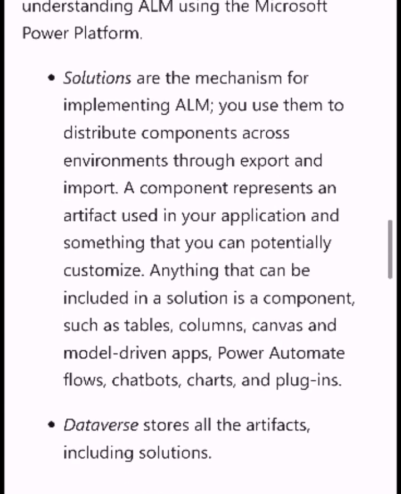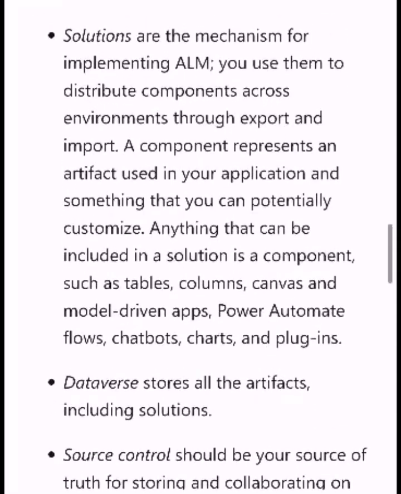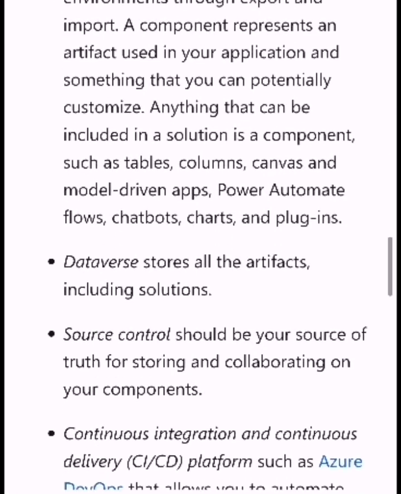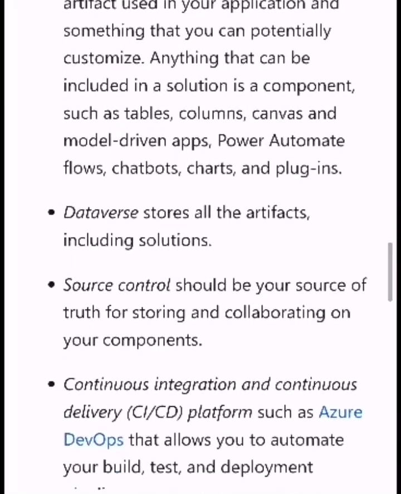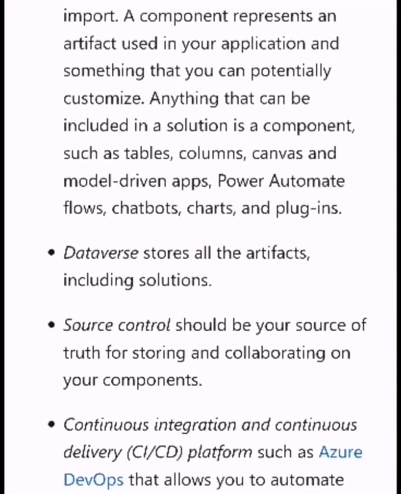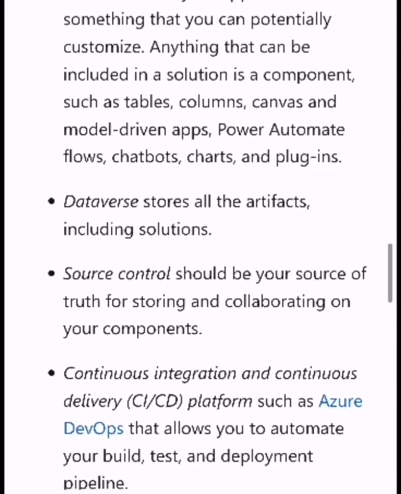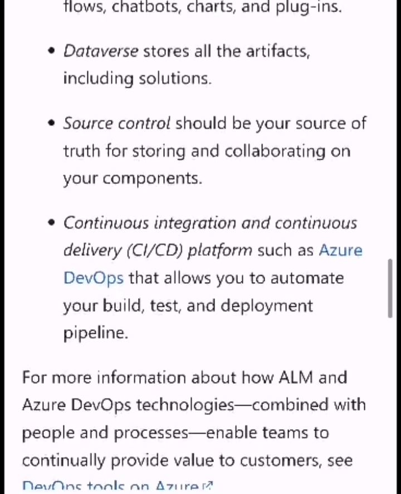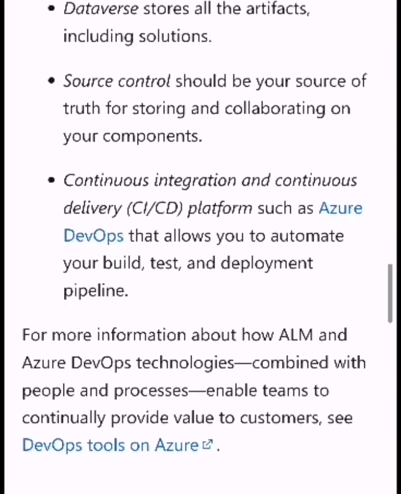Solutions are the mechanism for implementing ALM. You use them to distribute the components across the environments through the export and import. A component represents an artifact used in your applications and something that you can potentially customize. Anything that can be included in a solution is a component, such as tables, columns, canvas and model-driven apps, Power Automate flows, chatbots, charts, and plugins.